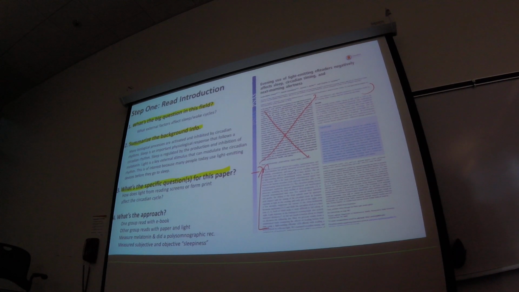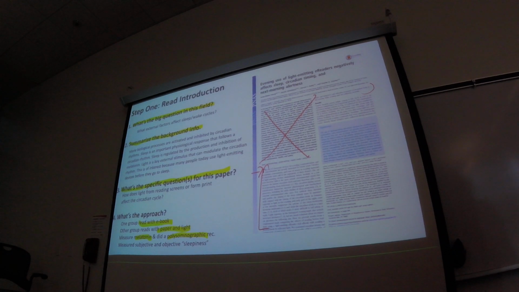And so what's their approach? Usually in the introduction they give you a brief analysis of what's going on. Basically, one group is going to read with ebooks, one group is going to read the paper in light. They're going to measure melatonin levels. Melatonin, if you didn't know what that was, go Google it. It's basically the hormone that induces sleep. And they're going to do something called a polysomnographic recording, and if you didn't know what that is, again, Google it. It has its own Wikipedia page.